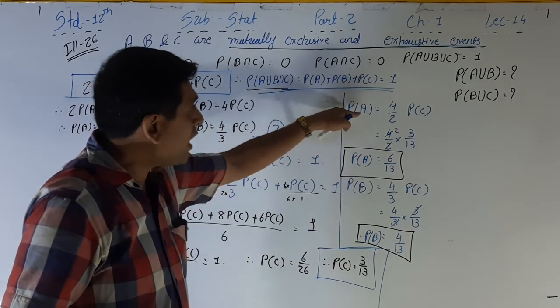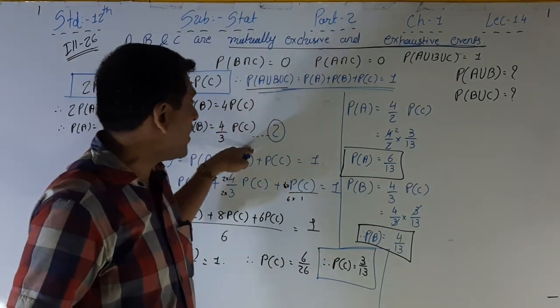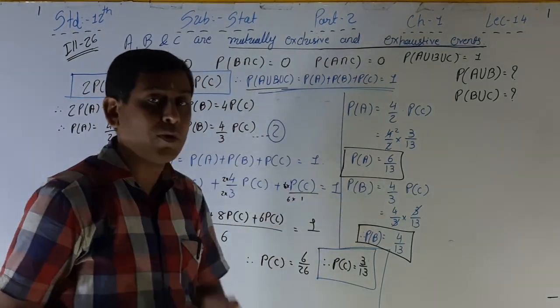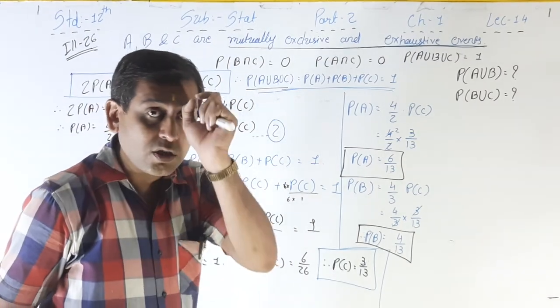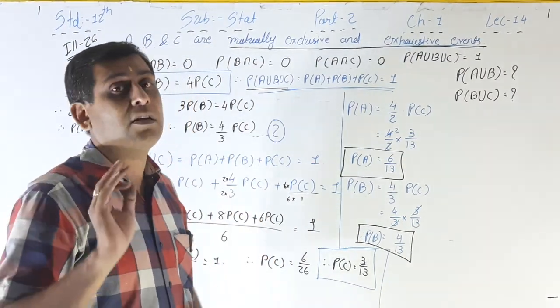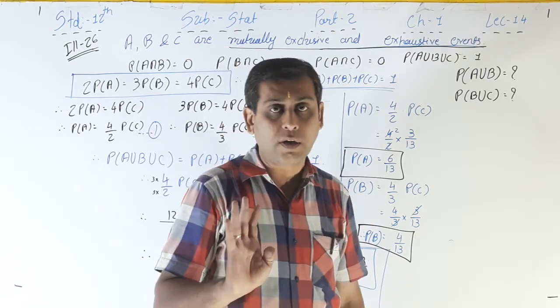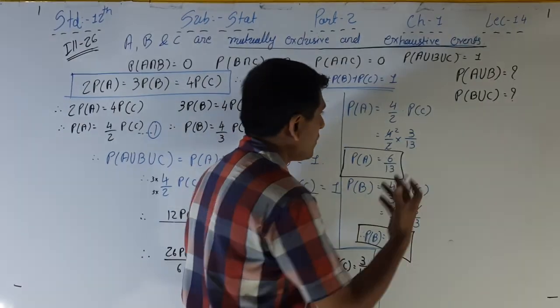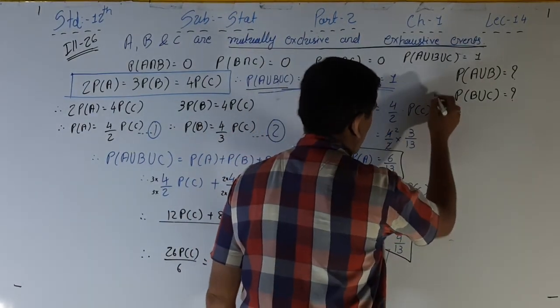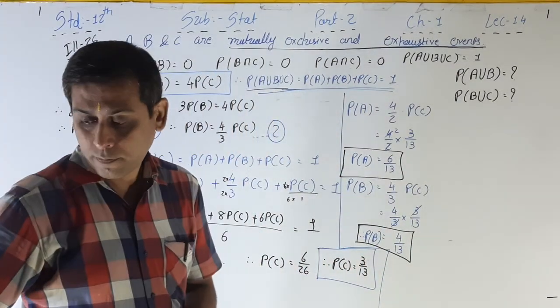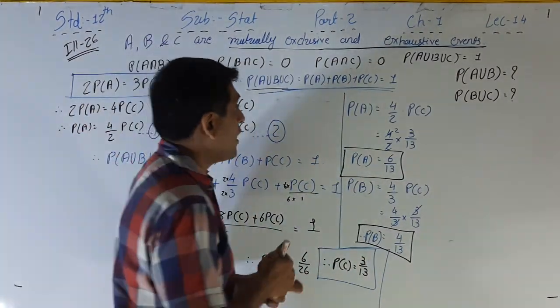Now P of C, we are putting the value into the first equation as well as in the second equation. We are finding out P of A and P of B. See, this is the procedure, right? And see, it is a 4-mark full sum. Okay. Now we have to find out P of A union B.